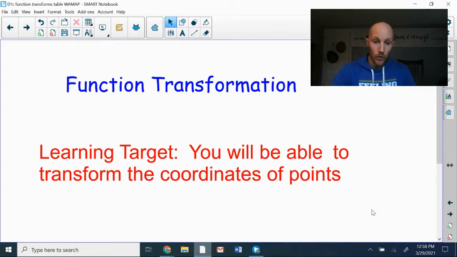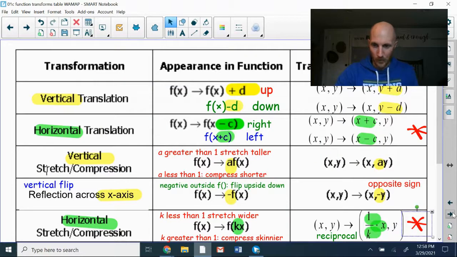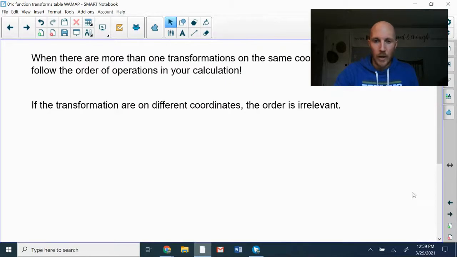So today we're looking at function transformations to be able to transform the coordinates of points. And we have the same notes that we had from last time. Here's our transformation notes page. And today what we're going to look at is what happens if you've got more than one transformation going on in the same function. So there's two possible cases here.